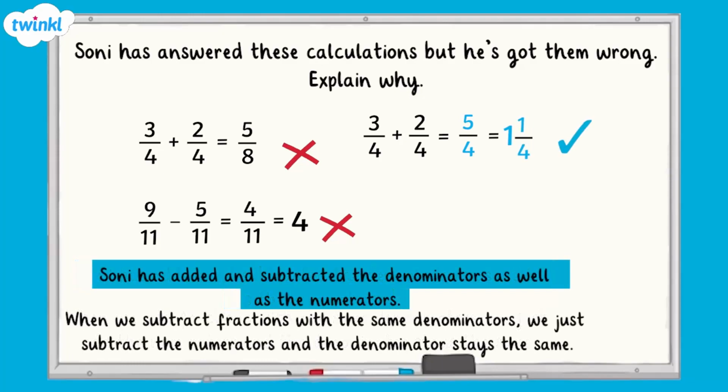For 9/11 take away 5/11, he only needed to subtract the numerators, 9 take away 5, which equals 4. The denominator, 11, needed to remain the same. So 9/11 subtract 5/11 equals 4/11.